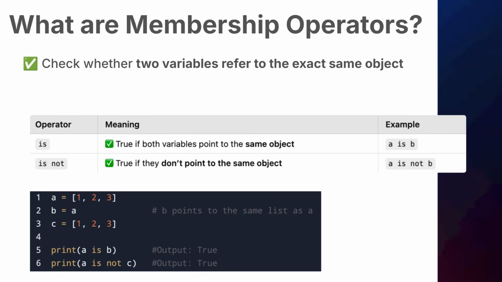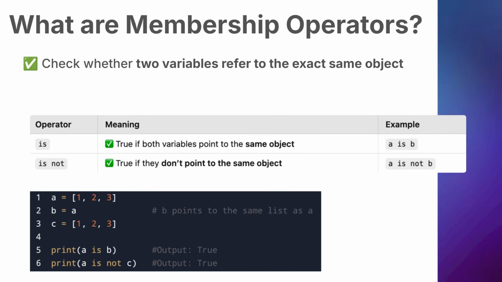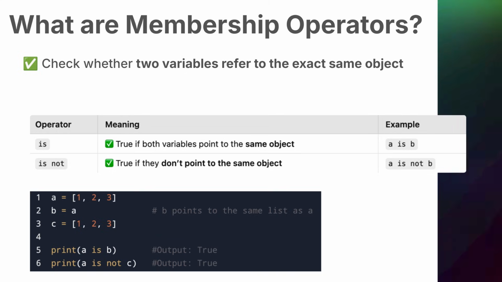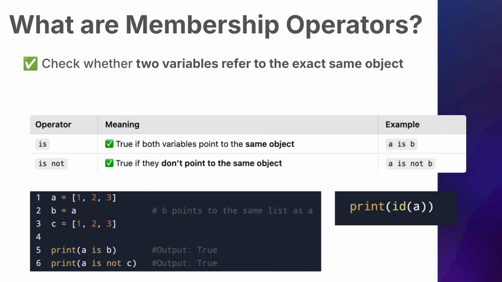They share the same memory. Even though a and c look the same, they're two separate lists in memory, different objects. So is not returns true. If you want to check the memory, use the id function. It shows the memory address.